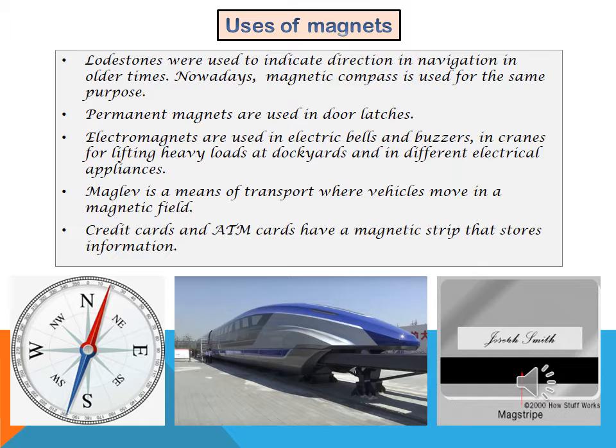Uses of magnets. Lodestones were used to indicate direction in navigation in older times. Nowadays, the magnetic compass is used for the same purpose. Permanent magnets are used in door latches. Electromagnets are used in electric bells and buzzers, in cranes for lifting heavy loads at dockyards, and in different electrical appliances. Maglev is a means of transport where vehicles move in a magnetic field. Credit cards and ATM cards have a magnetic strip that stores information.